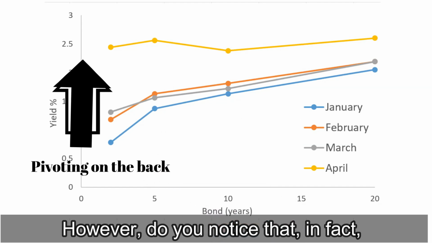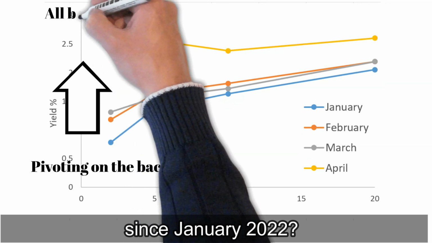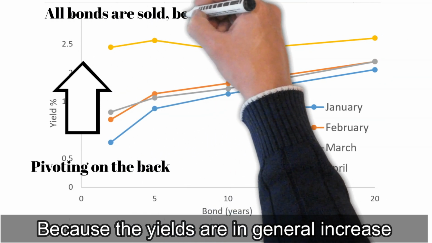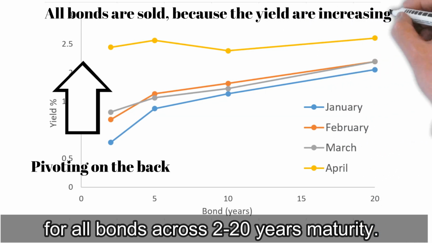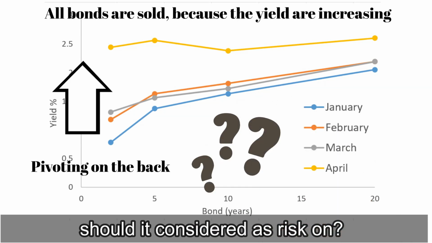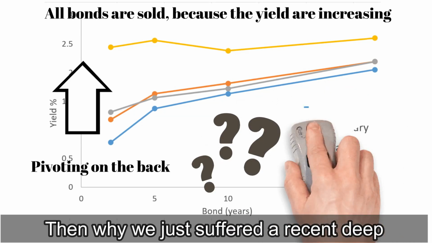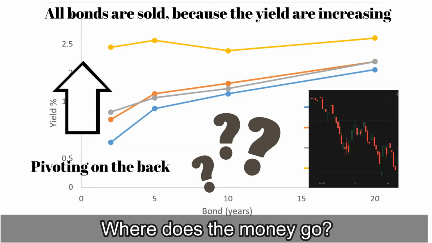However, do you notice that, in fact, all the bonds are being sold since January 2022? Because the yields are in general increasing for all bonds across 2 to 20 years maturity. If the bonds are sold, should we consider it as risk on? Then why did we just suffer a recent deep correction since January this year? Where does the money go?